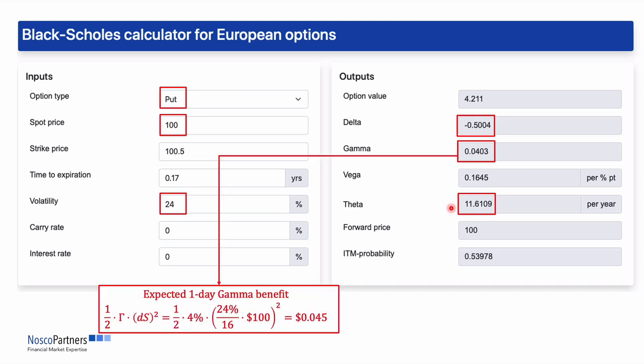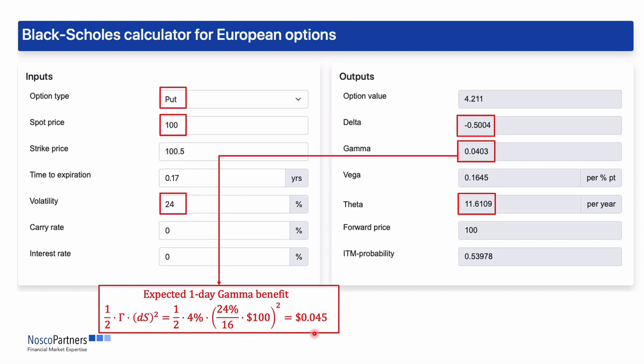If I now calculate the expected daily benefit from gamma, I use the formula, a half gamma times ΔS squared. I use the rule of 16, so the typical daily move, assuming a volatility of 24%, would be 1.5%. And if I calculate my gamma benefit, I get 4.5 cents.